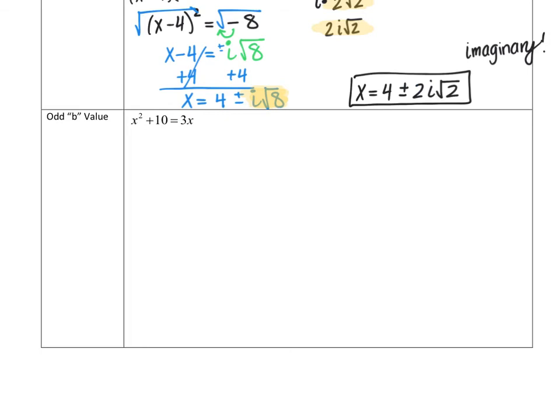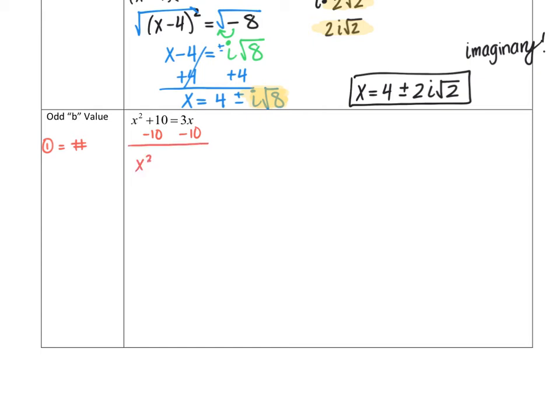All right, let's do a harder example where we have an odd b value. So the same kind of situation, my a value is still 1. So our first step is going to be to set it equal to the constant. So step 1, set equal to the number. So we're actually going to move this 10 to the right side.